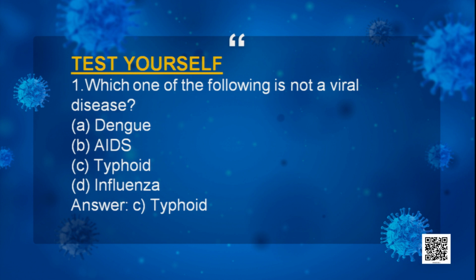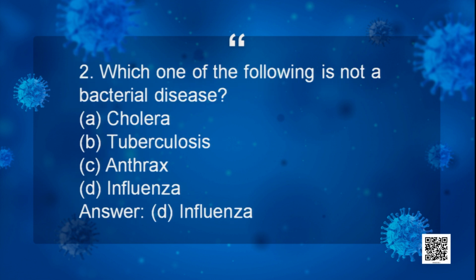Test yourself. Number 1, which one of the following is not a viral disease? The options are dengue, AIDS, typhoid and influenza. Here the answer is obviously typhoid, because typhoid is caused by the bacteria Salmonella typhi, which we have already discussed. The next question, which one of the following is not a bacterial disease? Cholera, tuberculosis, anthrax, influenza. Here influenza is caused by a virus, so the answer is influenza.